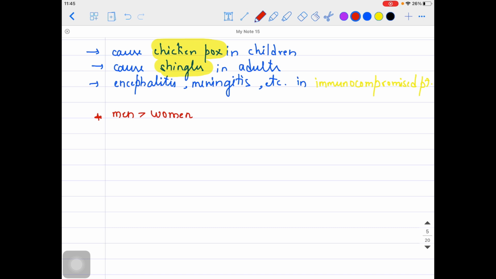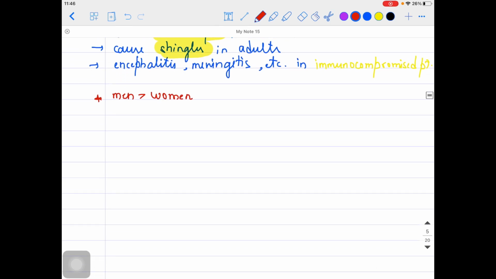Obviously, if the immunity of a person is compromised, an already sick patient, or if the person is of advanced age, for example elderly people, they are more prone to getting this. Or the person might have had an infection in the past with the varicella zoster virus. Those persons can also have this particular virus again, right?